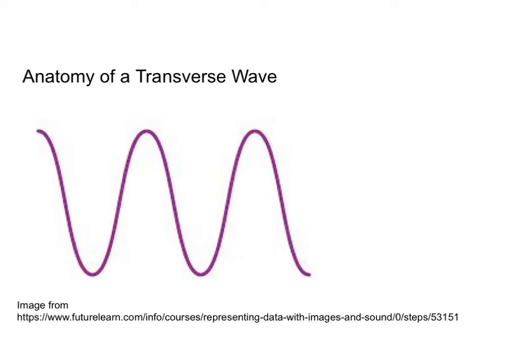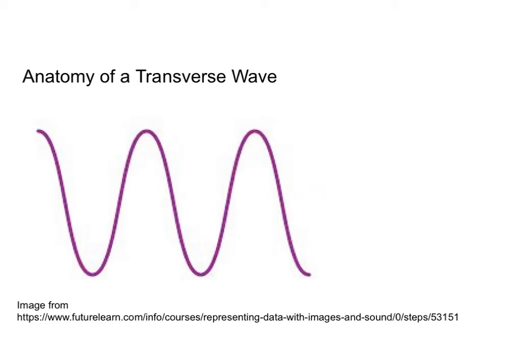So we define a transverse wave as a wave where the direction of propagation, which I'm going to call V, so the direction that the wave is moving in, is perpendicular to the displacement of the wavefronts, to that motion of my wave. So our transverse wave has a few important parts to its anatomy.